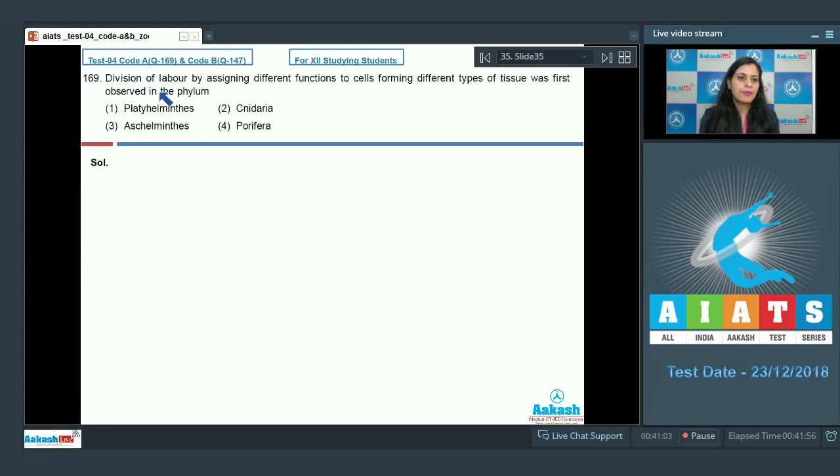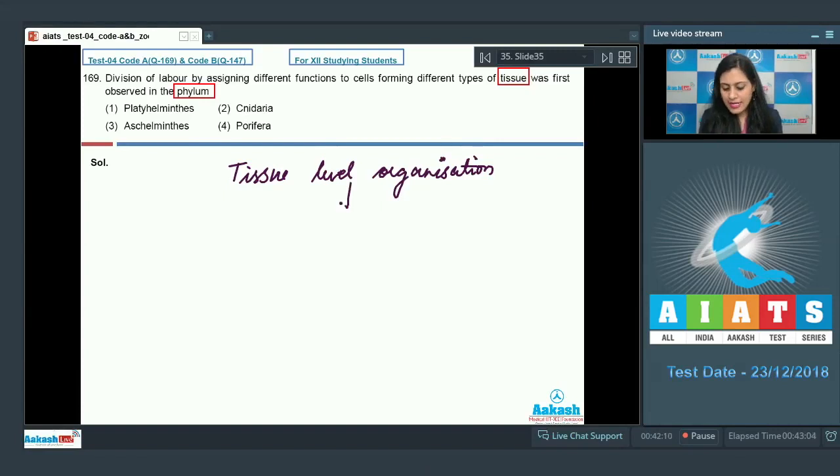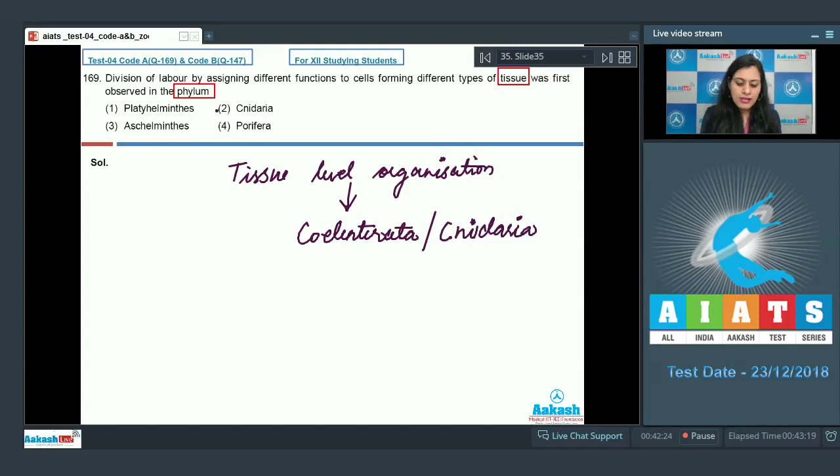Question number 169. Division of labor by assigning different functions to cells forming different types of tissue was first observed in the phylum. So you need to find out which of the following phyla will have the tissue level of organization. This is a direct answer because we know the tissue level of organization is present in phylum Coelenterata or Cnidaria. So the correct answer is option number 2.